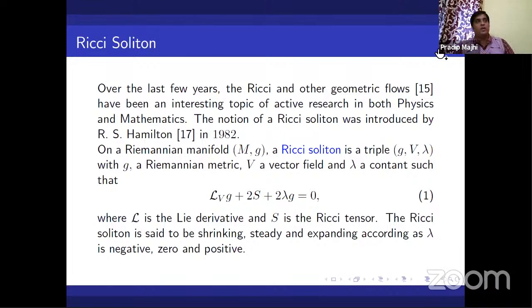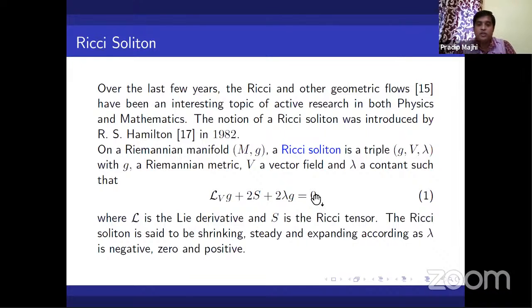A Ricci soliton is a triple (g, V, lambda) on a Riemannian manifold (M, g), where g is the Riemannian metric, V is a vector field called the potential vector field, and lambda is a constant, satisfying the following equation, that is equation 1. The Ricci soliton is said to be shrinking, expanding, or steady according as lambda is negative, positive, or 0.